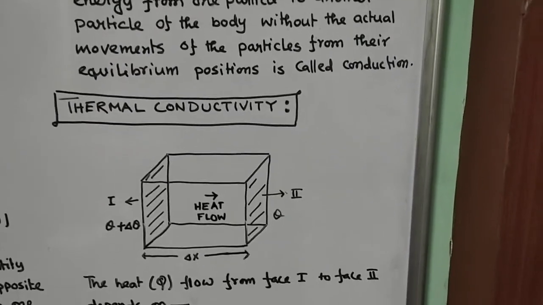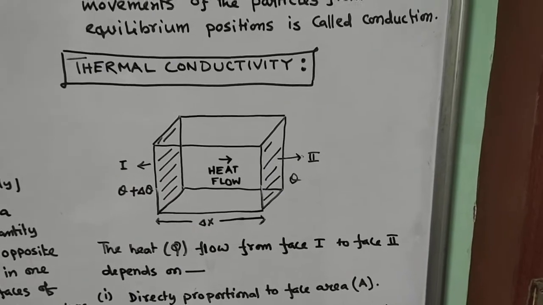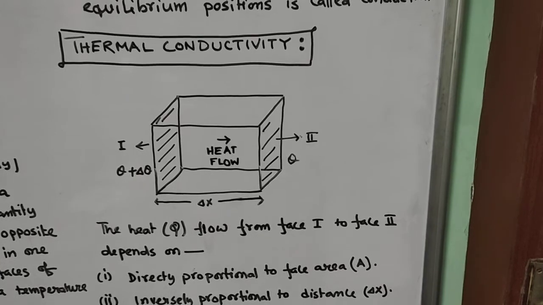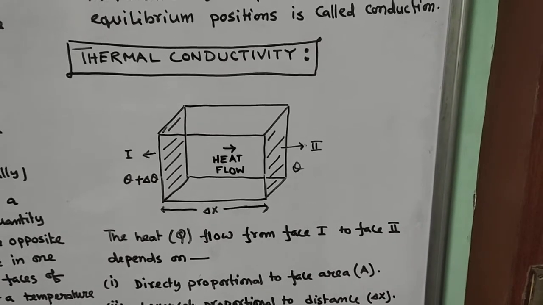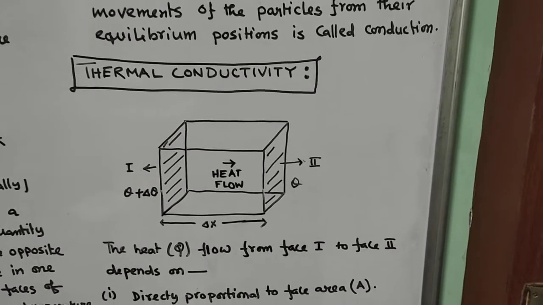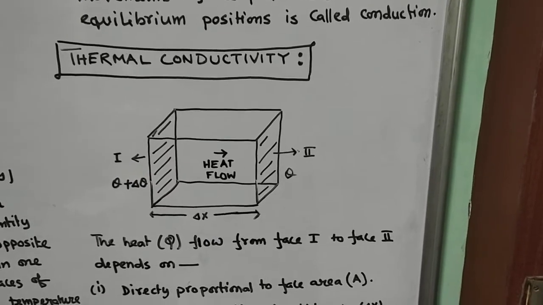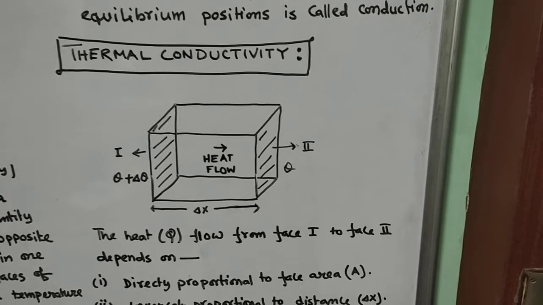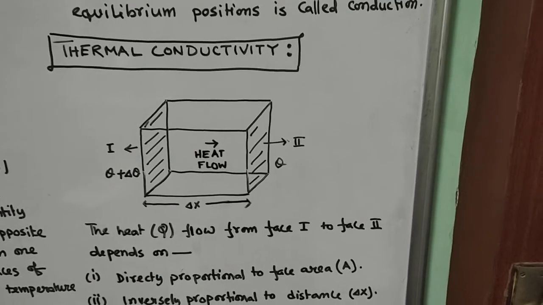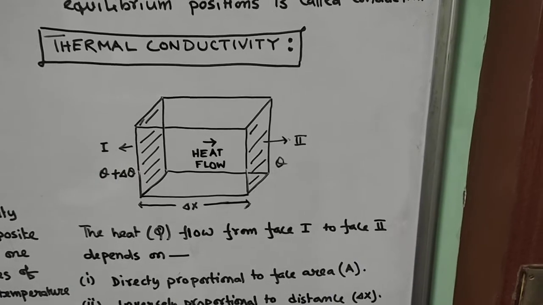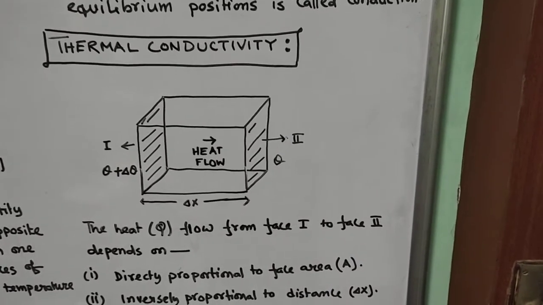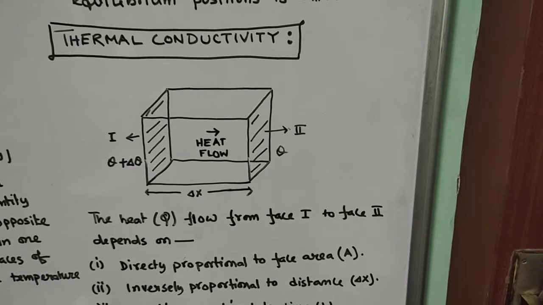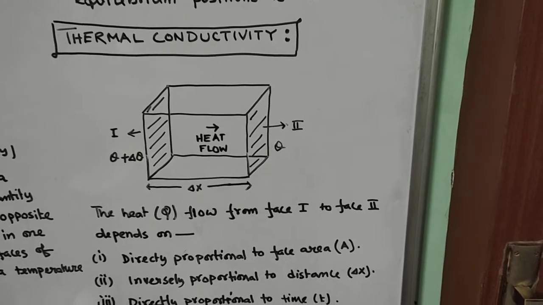Now in thermal conductivity, we'll consider this figure. You see this is a block. It has 6 faces. Now we'll consider two faces, face 1 and face 2, opposite faces. The distance between the two faces is delta x. Now the two faces are at different temperatures. Face 1 is at higher temperature, which we have specified as theta plus delta theta, and face 2 is at temperature theta. So what will happen? Heat will transfer from higher temperature to lower temperature.